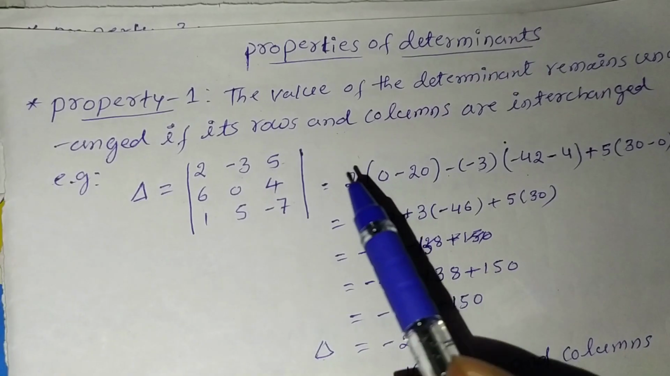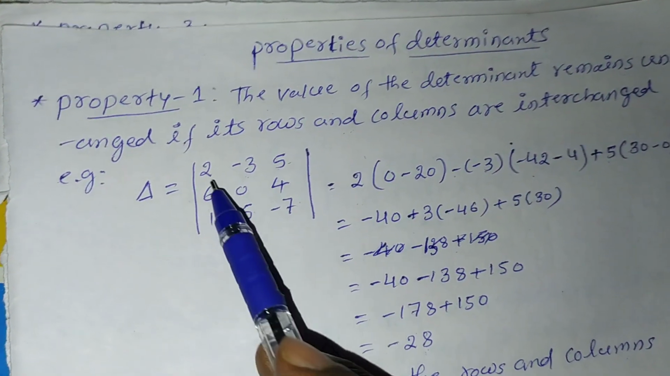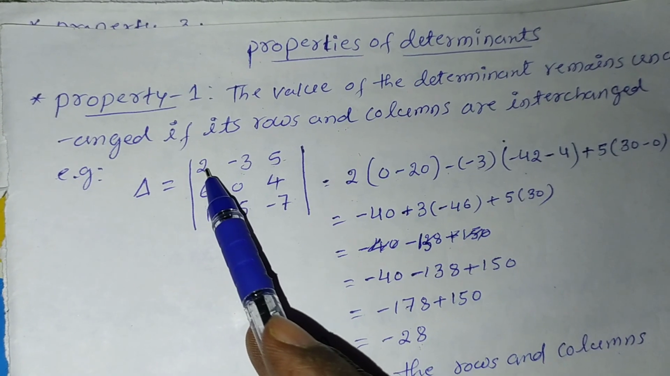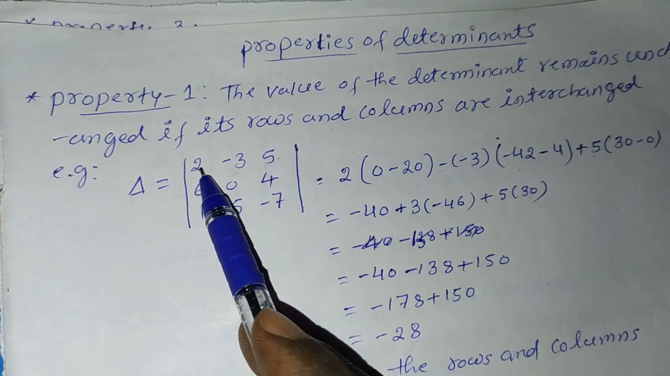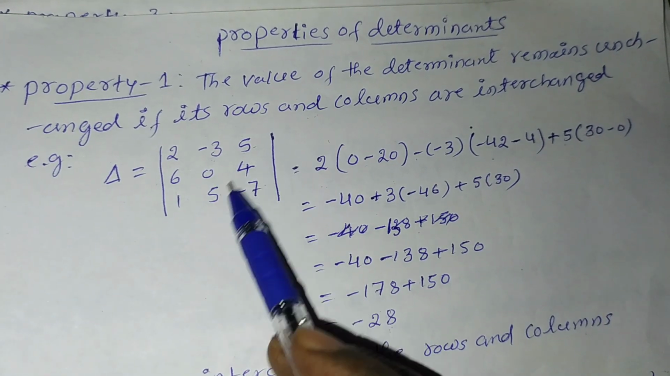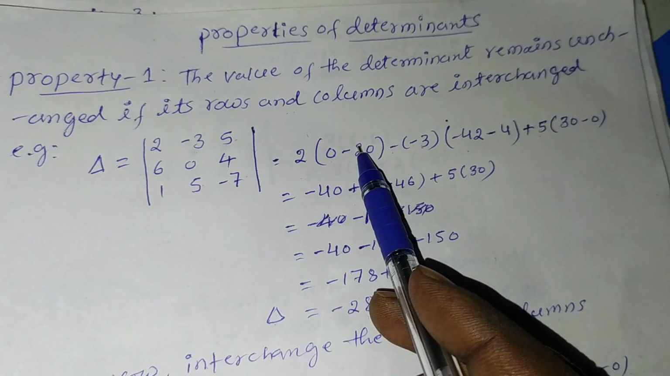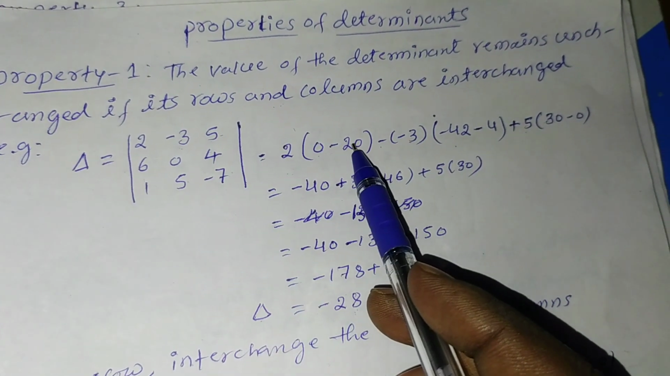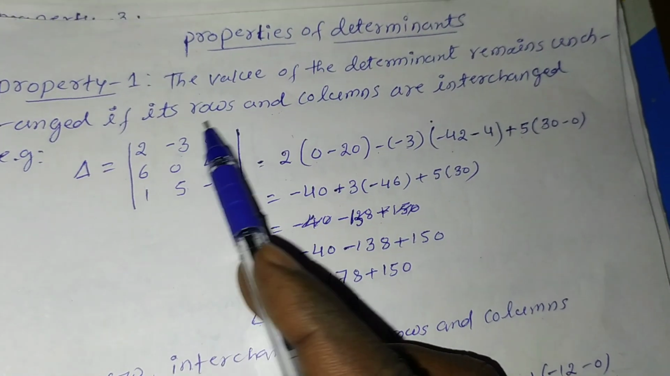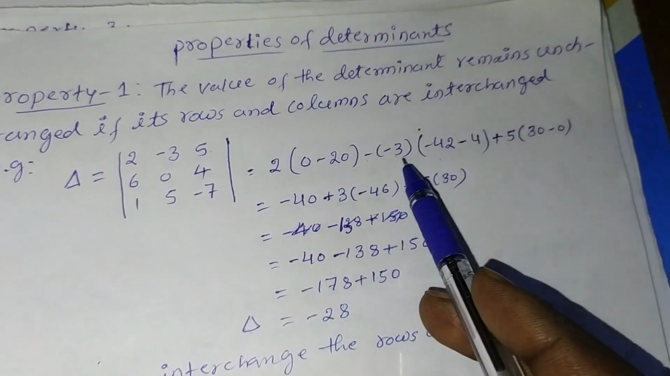See here, first, delete all the elements in the row and column in which 2 exists. You get 0, 4, 5, minus 7. That is 0 into minus 7, 0, minus 5 into 4, minus 20. And here the signs are plus, minus, plus. So minus, the element is minus 3.